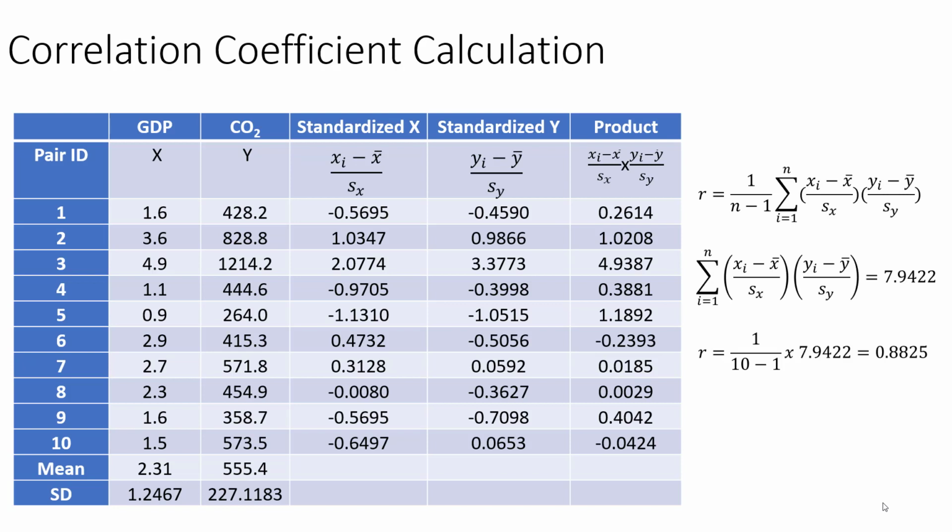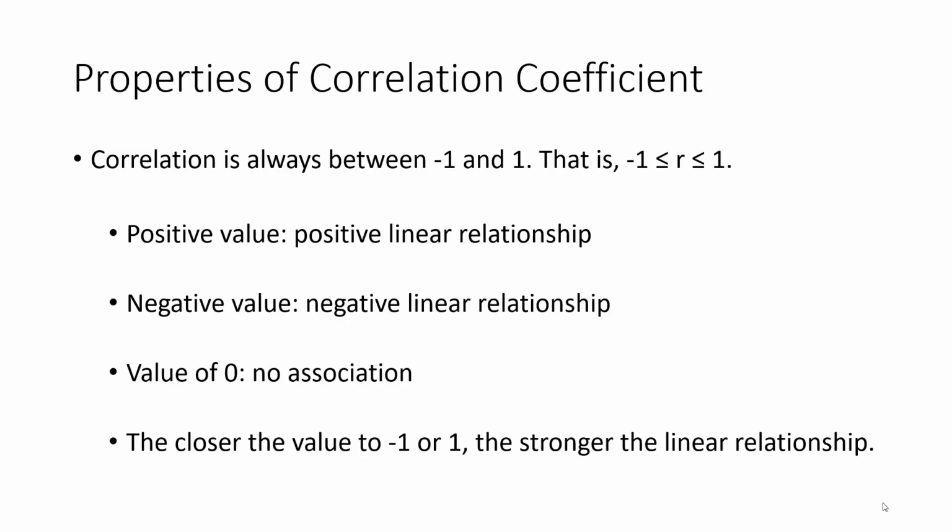Summing up the last column gives you about 7.94, and after dividing the sum by 10 minus 1, which is 9, the correlation coefficient is about 0.88. It shows a pretty high positive association. Although it's not as complicated as it looks, in practice, people use software to find the correlation coefficient. I have another video to show you how to get a correlation coefficient using Excel. Keep in mind that the common notation for the correlation coefficient is R.